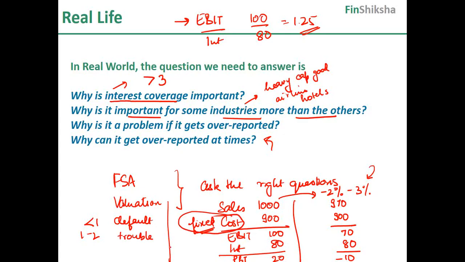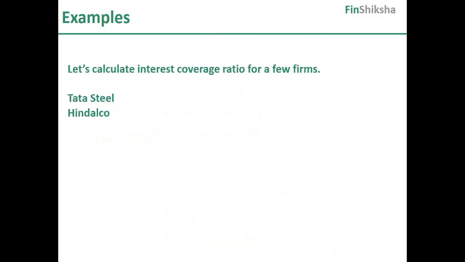That's because of the concept of leverage, operating leverage and financial leverage. If it is greater than 2, then you have to be cautious. When you're saying it's greater than 2 but less than 3. Greater than 3 is fine. You're comfortable with greater than 3 as such, right? Now, can it get over-reported at times? Why can it get over-reported?